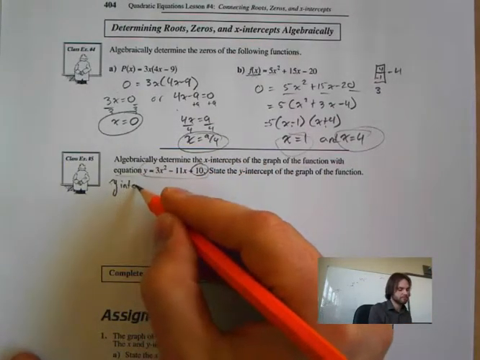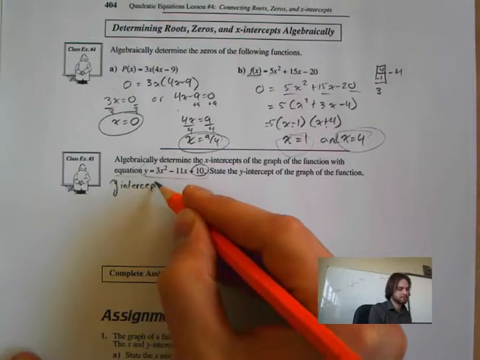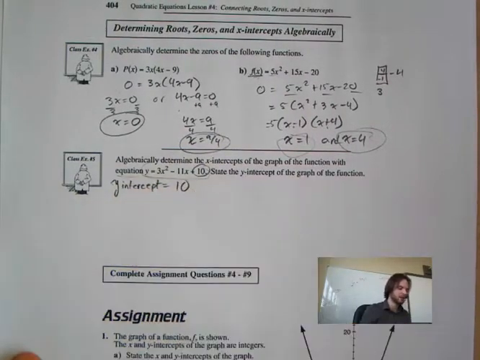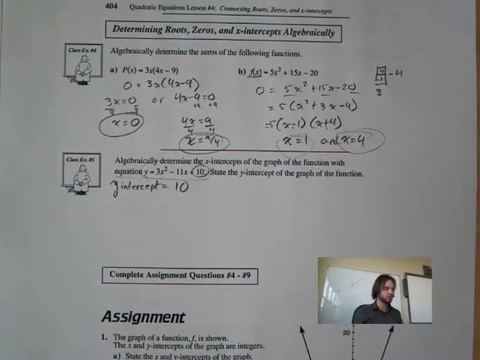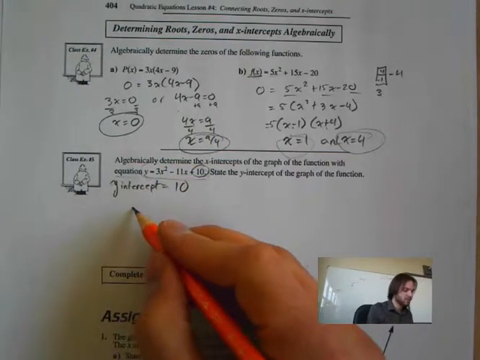The y-intercept is equal to 10. Okay? Now, algebraically determine the x-intercepts. That's a little bit harder. But we have to algebraically determine them. That's the same thing as finding the zeros. So, we have to make it equal to 0.